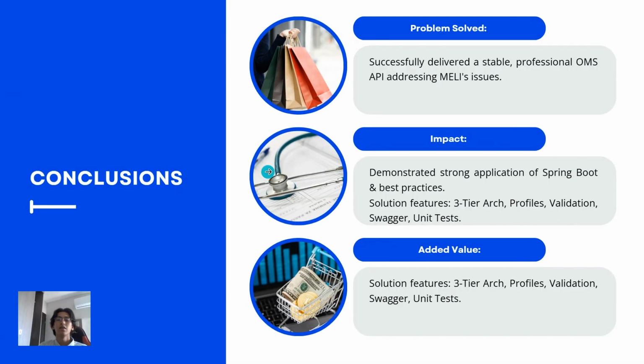Okay, to pass to the conclusion, we successfully delivered a stable, professional order management system API addressing many issues. We demonstrate a strong application of Spring Boot and best practices. The solution features three-tier architecture, profiles, validation, Swagger, and unit tests. The profiles we created are two, for dev and production. These are the two profiles that we created for the project.